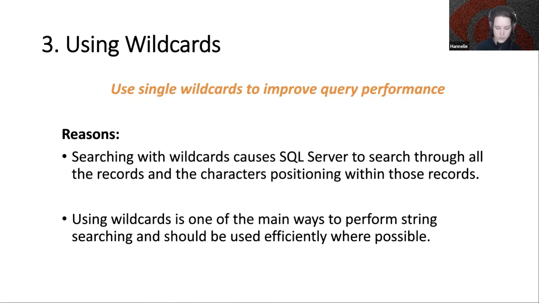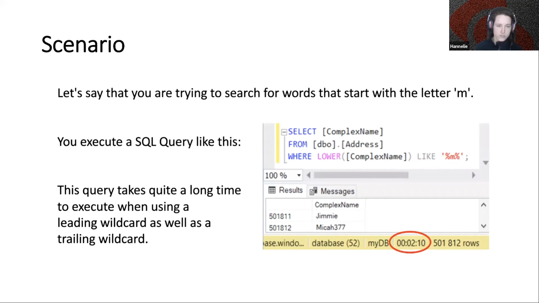So the leading wildcard is a percentage sign placed before the string you're searching for, and the string ends with that text, say the letter M, and there can be any characters of any length before the letter M. And then a trailing wildcard starts with the letter M, and the percentage sign after the M means that anything can be after that in the string. So yeah, it's the main way to perform string searches.